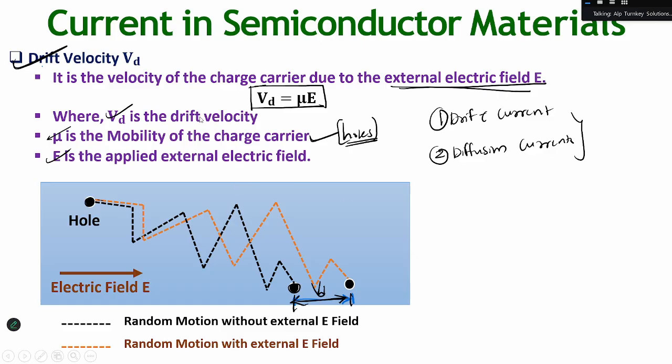Basically there are two currents: one is drift current and the other is diffusion current. Before drift current, I want to explain drift velocity. Suppose one hole is there, randomly moving along this trajectory until it reaches the final state. This is without applying any external electric field.